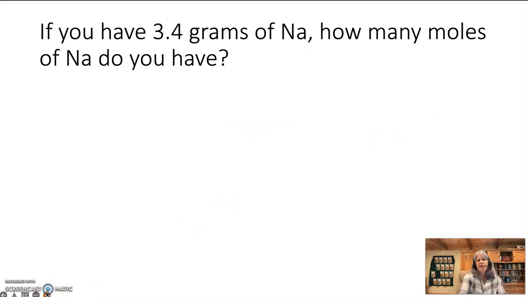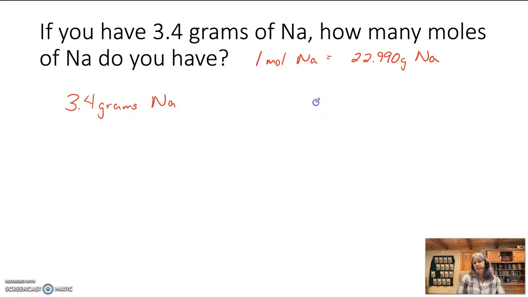All right, next problem. If you have 3.4 grams of sodium, how many moles of sodium do you have? And again, we have the same conversion factor. 1 mole of sodium equals 22.990 grams of sodium. Where did we get that? From the periodic table. Did we memorize that? No, we look it up in the periodic table. So again, to do the problem, we start with what we're given, 3.4 grams of sodium.